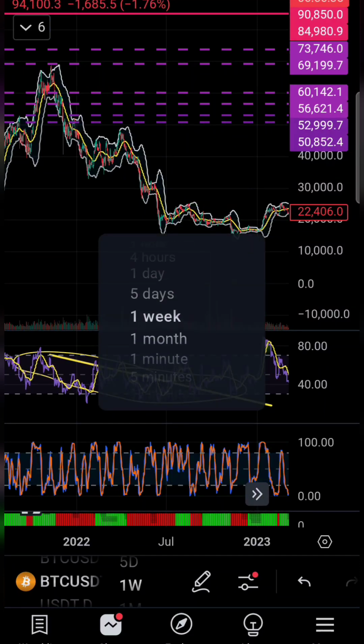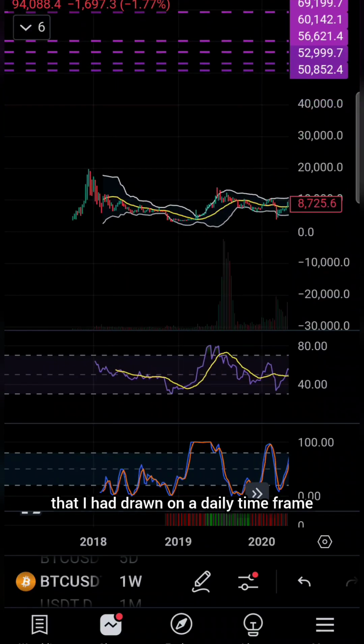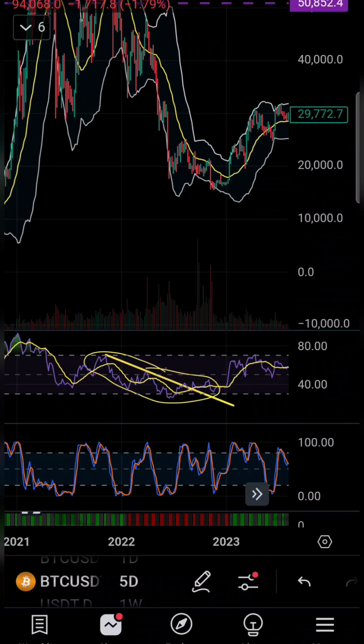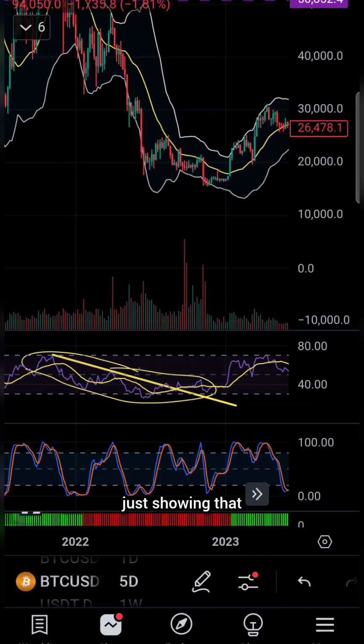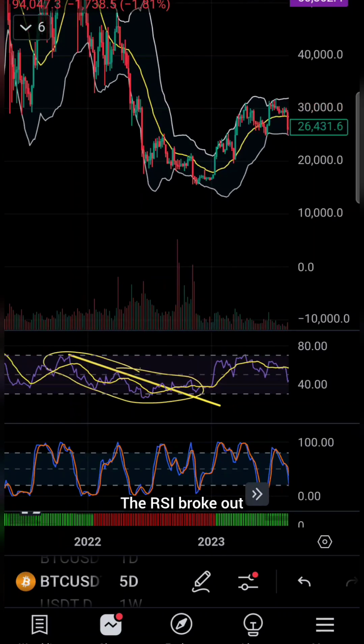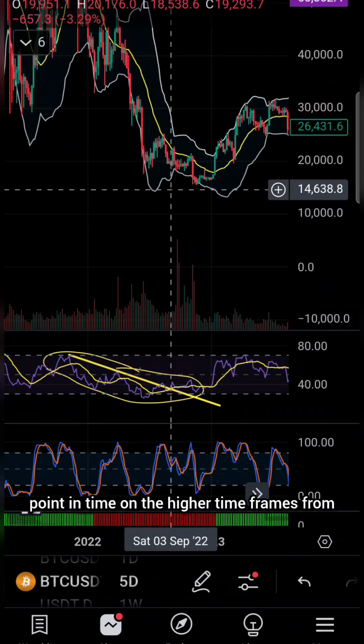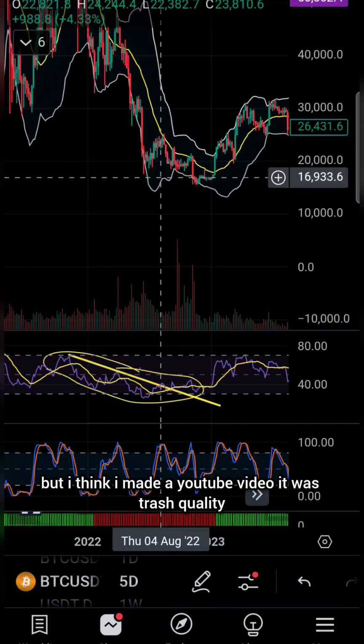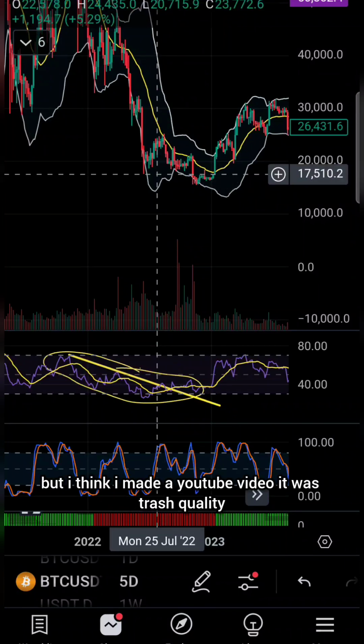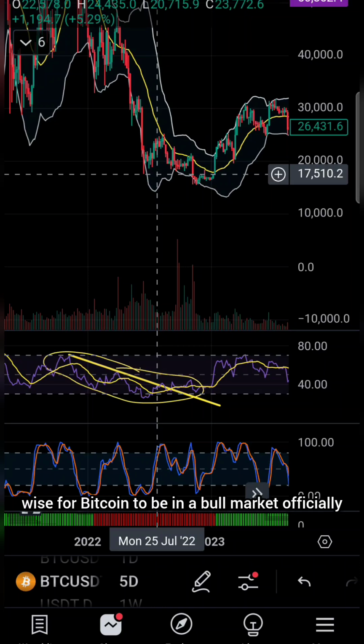This is my trend line that I had drawn on a daily time frame, 5-day time frame it was. Trying to see what I had going on, just showing that the RSI broke out, and I was looking for divergences at this point in time on the higher time frames from the week to the day. But I think I made a YouTube video. It was trash quality, but I think I made a YouTube video around this time about what I wanted to see structural wise for Bitcoin to be in a bull market officially on the higher time frames.